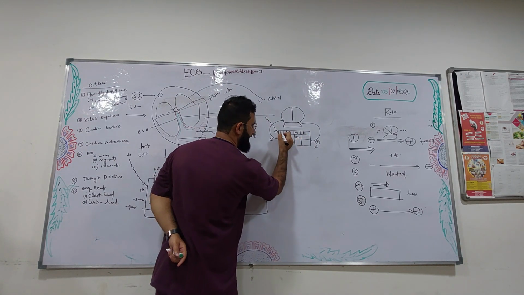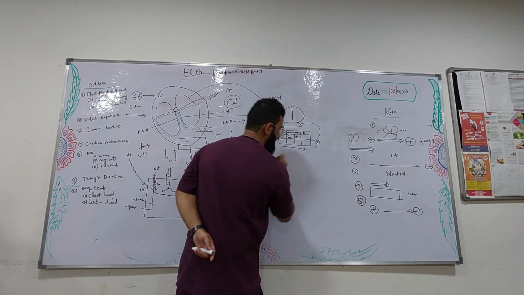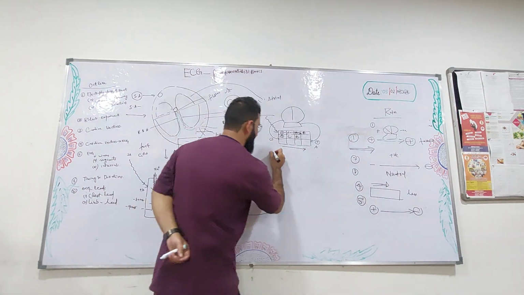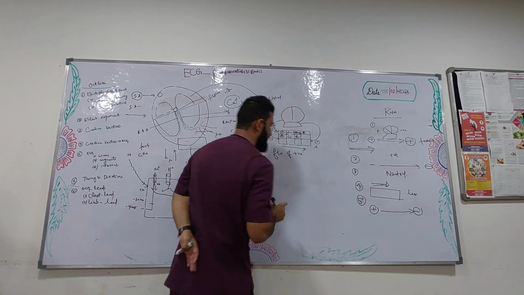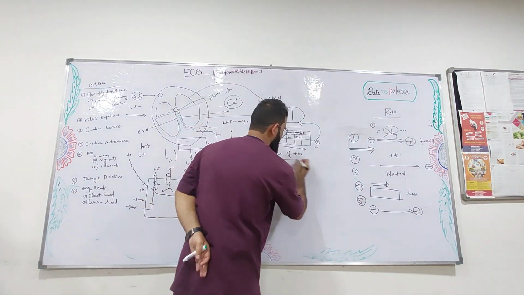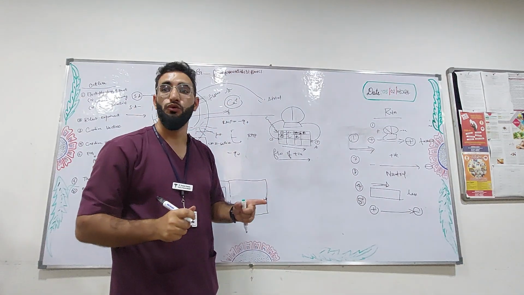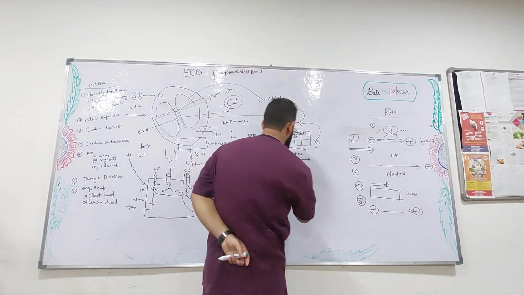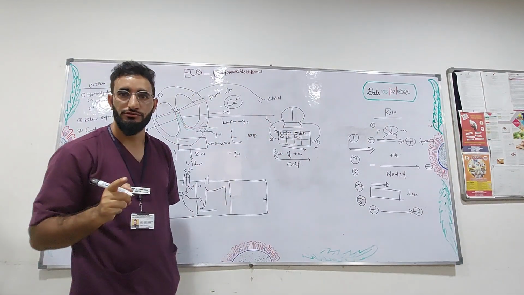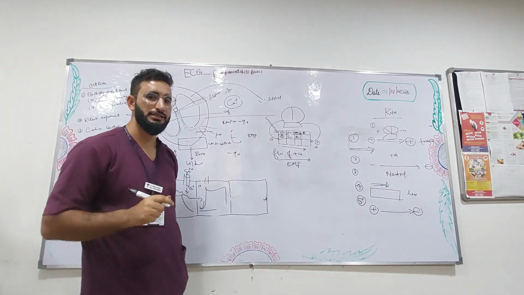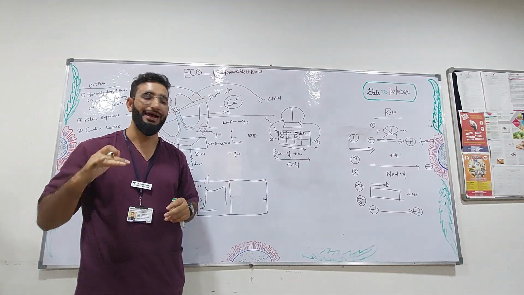See the direction. The direction is like this. This is the flow of positive ions, and the flow of positive ions produces electromagnetic force. This is all physics. The flow of positive ions or negative ions will produce electromagnetic force.